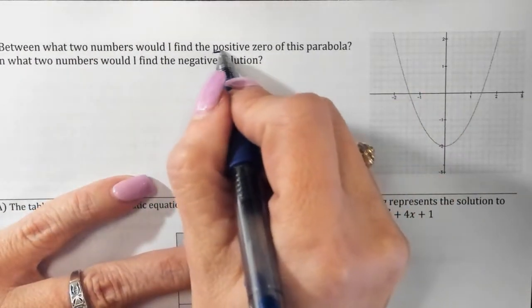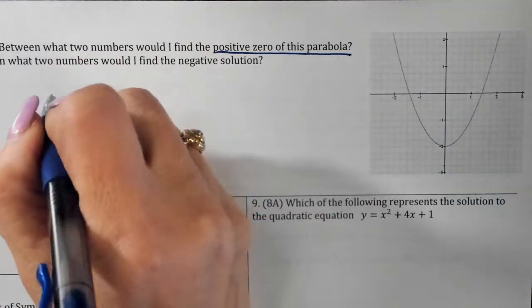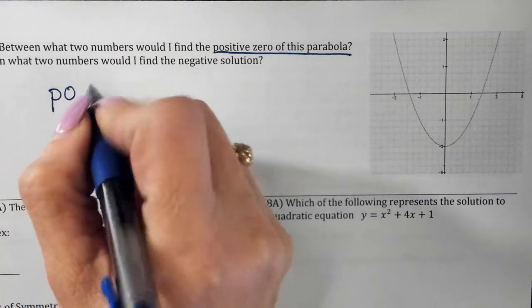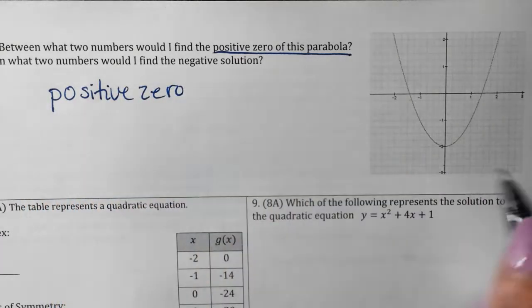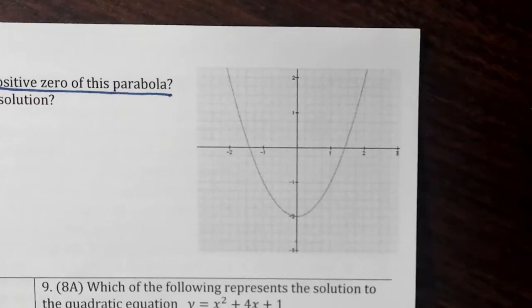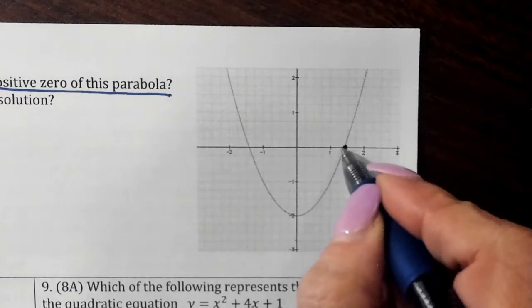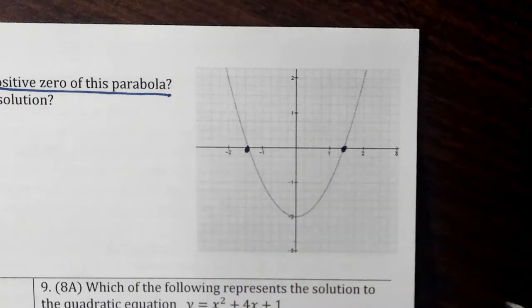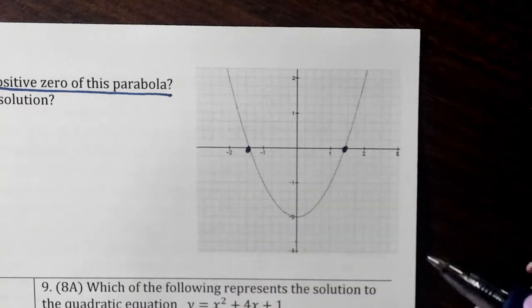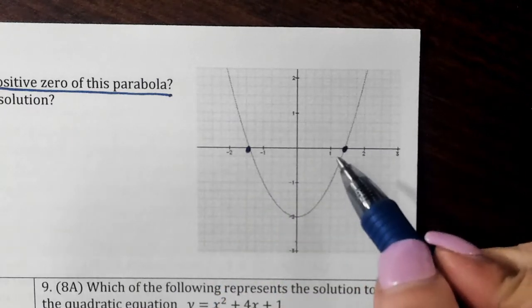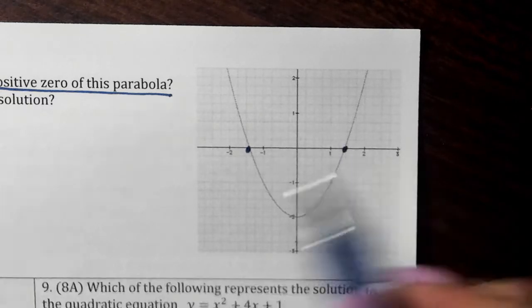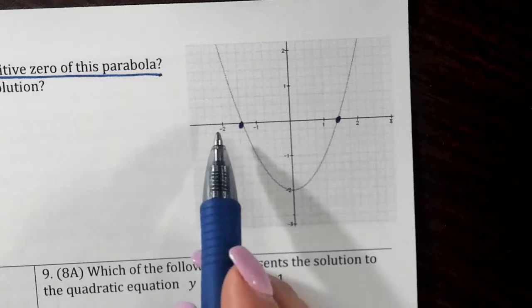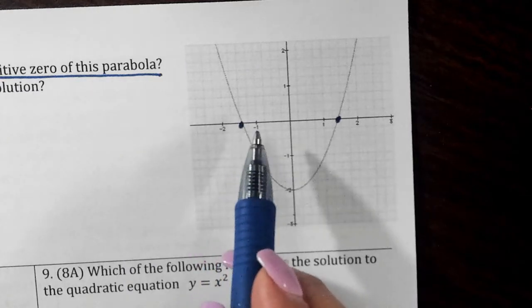Okay, so let's do a positive 0 of this parabola. So I'm going to write positive 0. Where would I find the zeros? Let me zoom in on that. Let's see. The zeros are right here and here because the zeros are the solutions, right? They're the x-intercepts. So between what two numbers? Between 1 and 2, I would find a positive 0. And between negative 1 and negative 2, I would find a negative 0.